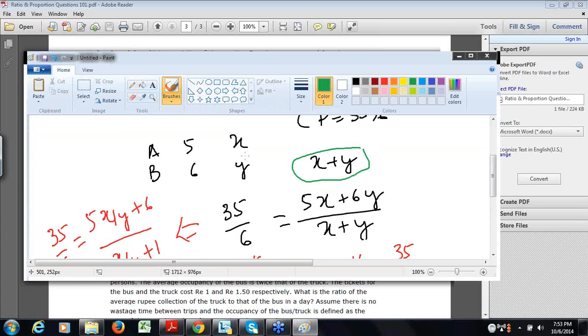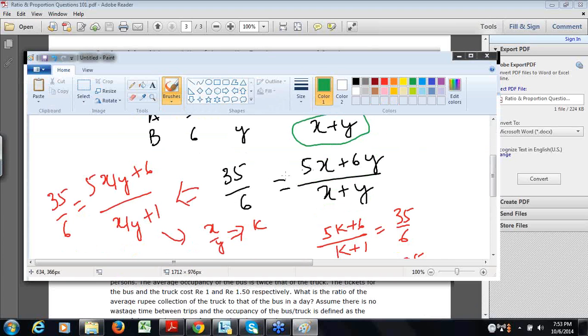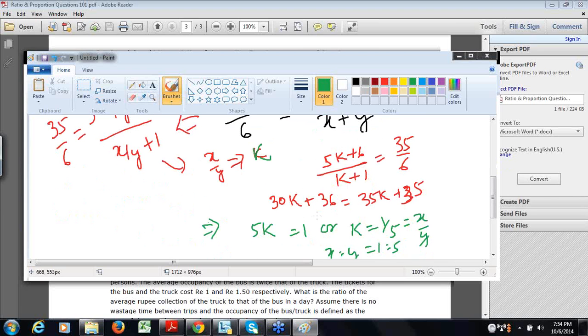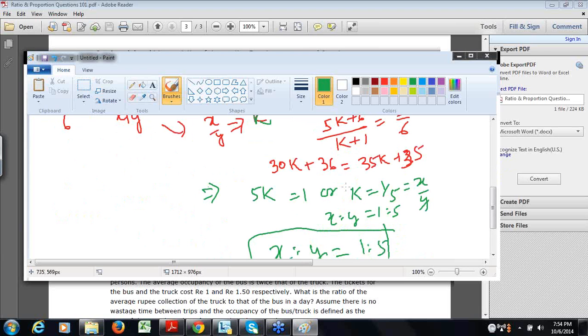Now if that is the case, simplify this by dividing the numerator and denominator by y. It becomes 5x by y plus 6 upon x by y plus 1. Now x by y is the ratio in which A and B have been mixed, so let that value be k. Now equate this with this. So we get 5k plus 6 upon k plus 1, which is equal to 35 by 6. Solve this, we'll get k is equal to 1 by 5, or x is to y, the ratio in which the quantities of rice have been mixed, is 1 is to 5.